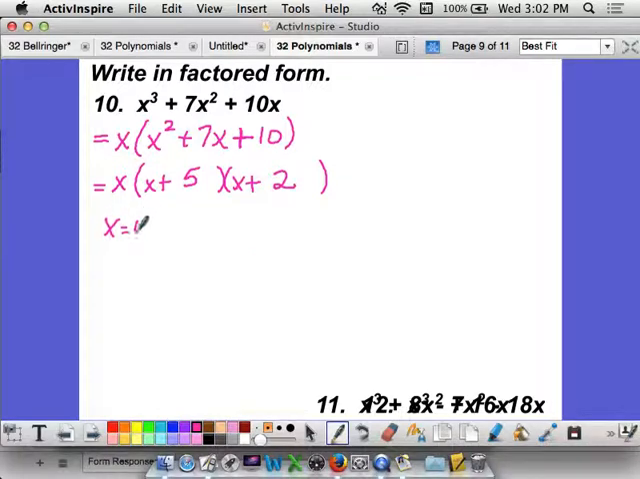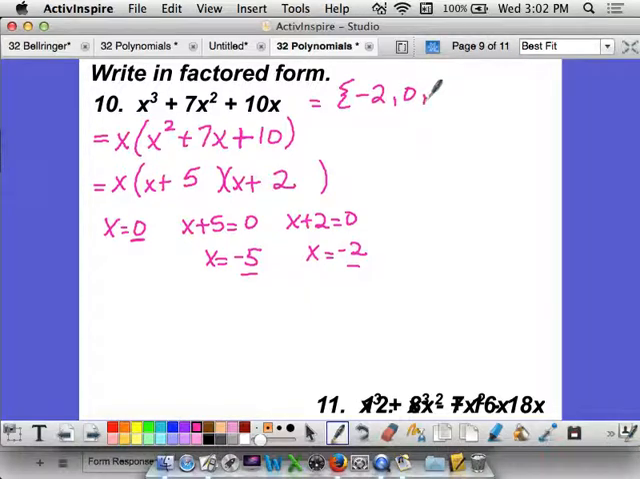So I'm going to set each one of these equal to 0 if you're looking for the zeros, and then you're going to solve them. I have 0. X is equal to negative 5, subtracting 5 from both sides. And x is equal to negative 2, subtracting 2 from both sides. So my final answer would be negative 2, 0, and 5. Oh, I'm sorry, that was negative 5. Writing these from least to greatest, that would be negative 5, negative 2, and 0. And that's usually the way that you're going to see it.